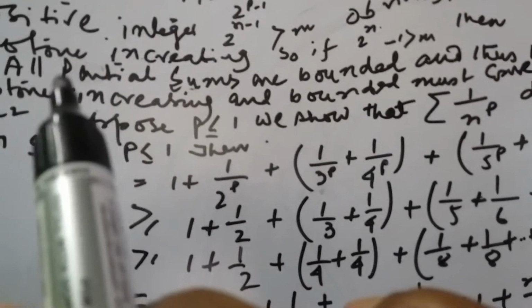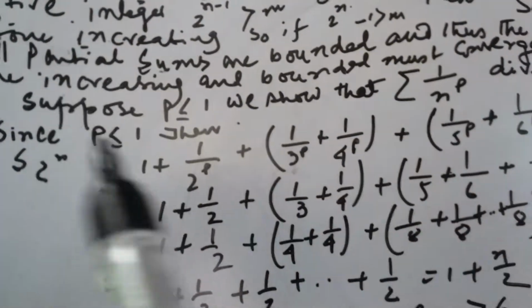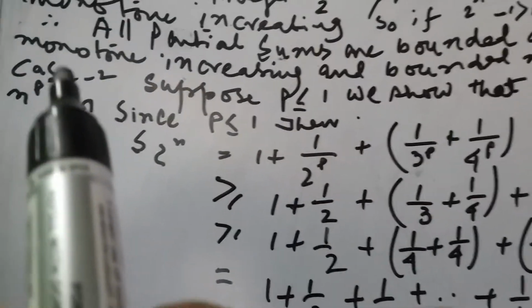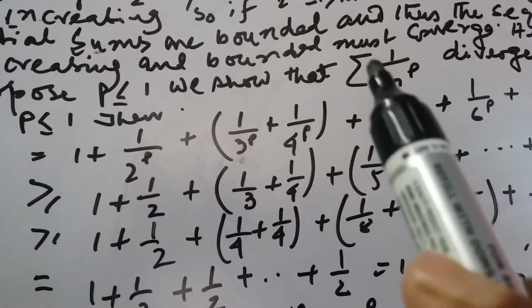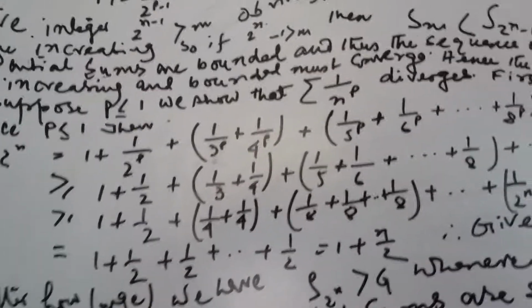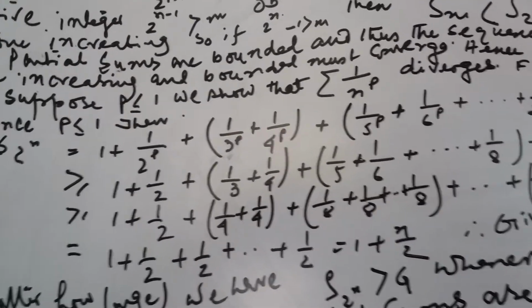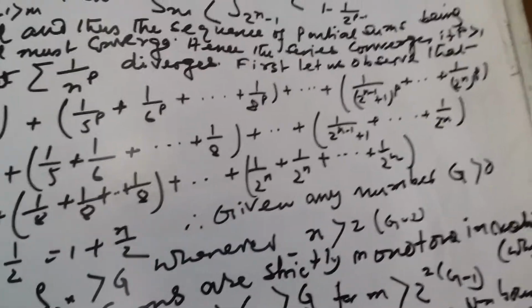All the partial sums are bounded. Thus the sequence of partial sums, monotonic increasing and bounded, must converge. It is the theorem of convergence: if a sequence is monotone increasing and bounded above, it must converge, and that's why it converges. Hence the series converges if p is greater than 1.